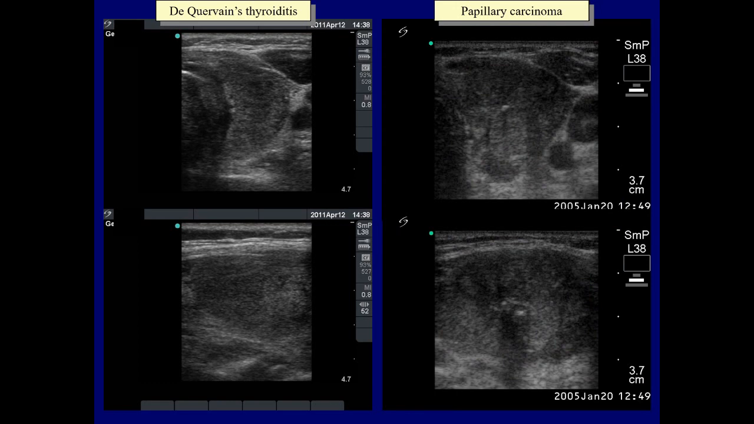Both diseases involve the entire lobe. The papillary carcinoma contains hyperechogenic spots. Considering the dorsal acoustic shadow, these figures are in part coarse calcifications.